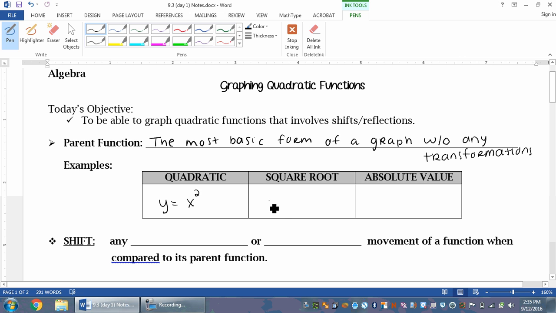Later on, we're going to be working with square roots, so y equals just the square root of x. And finally, the absolute value, y equals the absolute value of x. Again, the only thing we're going to be dealing with is quadratics.